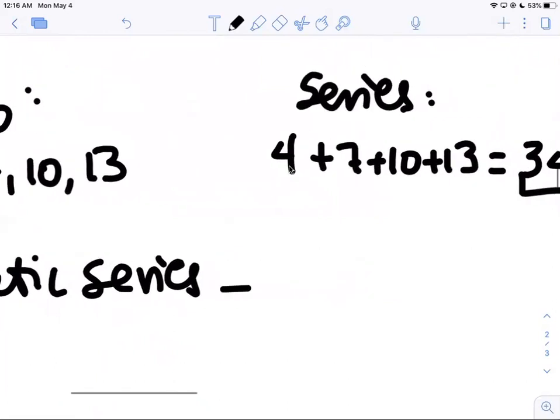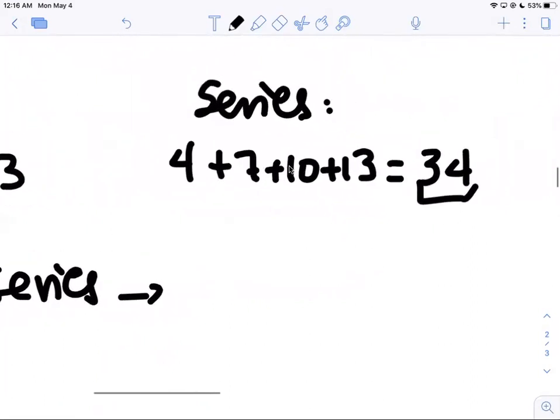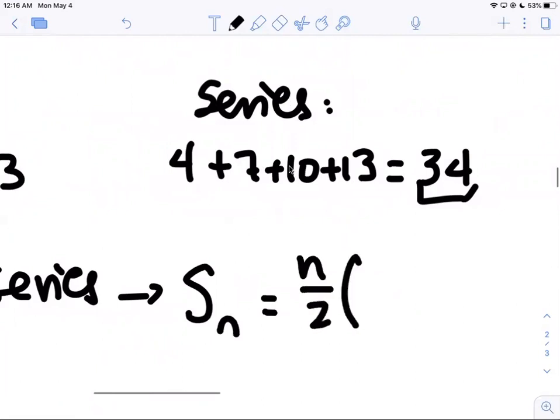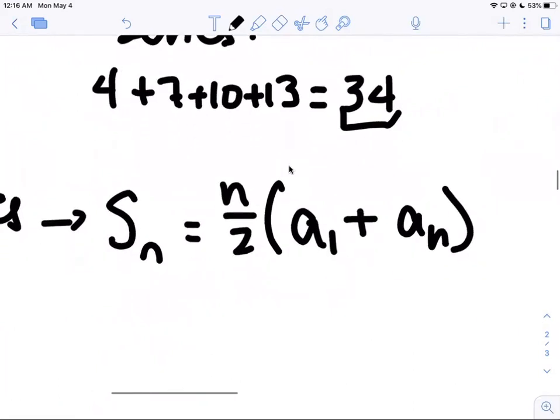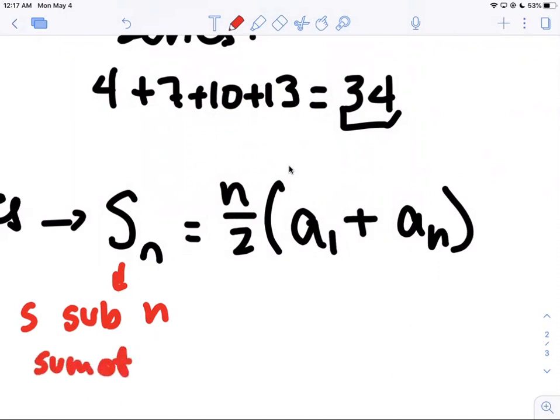My formula for this says S sub n equals n divided by 2 times a sub 1 plus a sub n. Let's talk about what these mean. S sub n is exactly how I was saying a sub n earlier, and the S refers to the sum or the series. It's the sum of the first n terms, and n refers to the number of terms that there are.